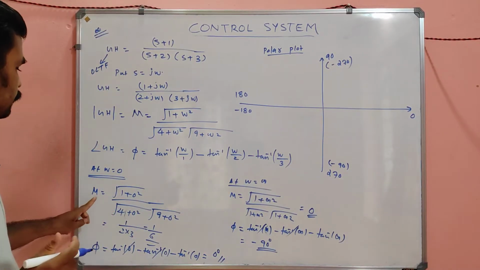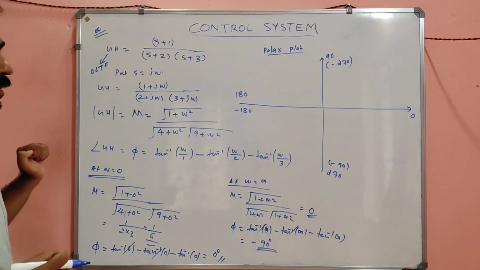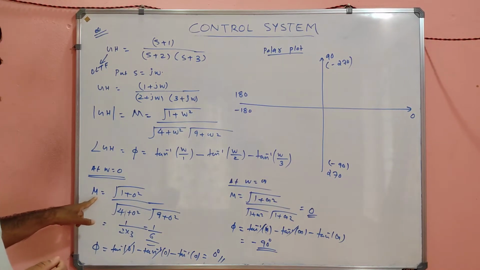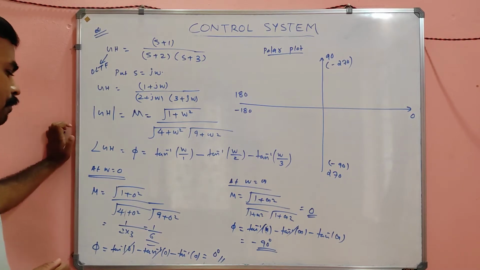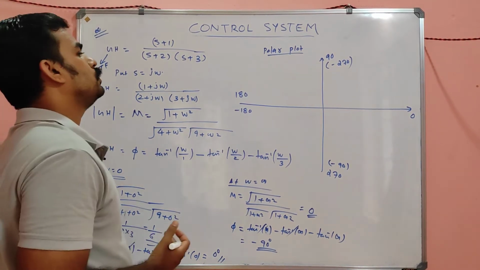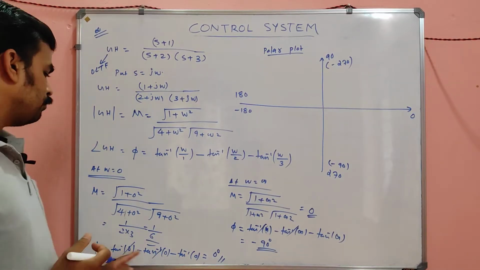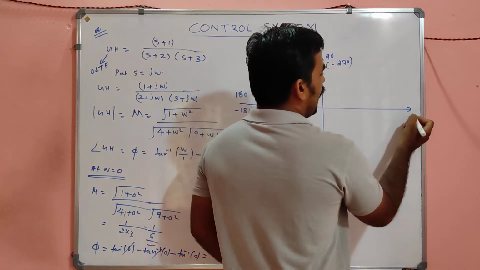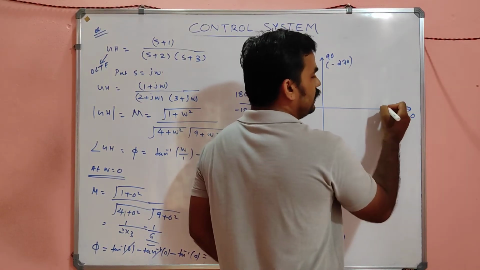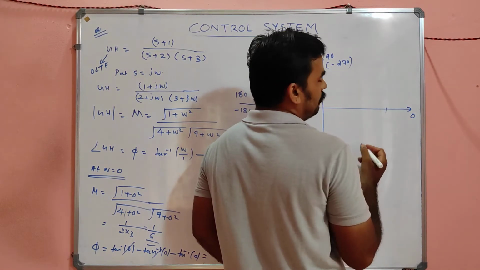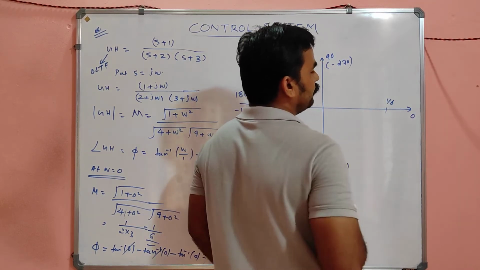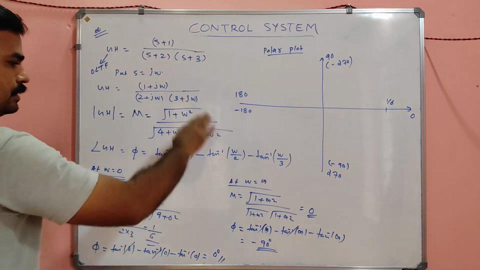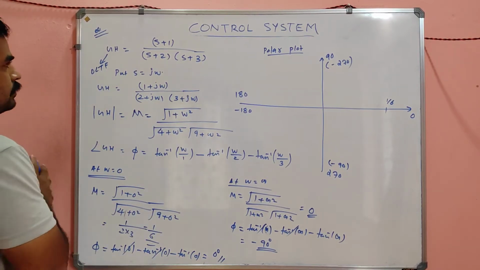Now see, at omega equal to 0, or the initial point, what is the magnitude? It is 1 by 6. And what is the phase angle? 0. So I have to draw, at 0 degree, the initial condition, the magnitude of 1 by 6. That you have to note. Okay. Until this it is clear, my dear.